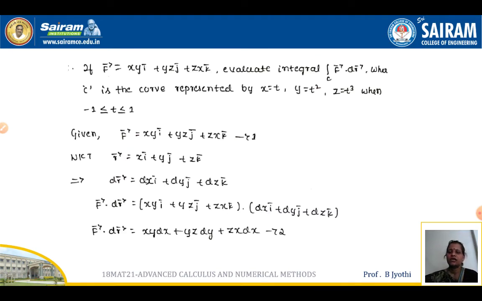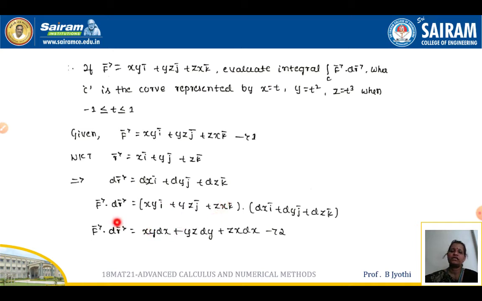Next question. If F is equal to xy i plus yz j plus zx k, evaluate the integral of F dr, where C is the curve represented by x equals t, y equals t square, and z equals t cube, when t is varying between minus 1 to plus 1. Let's consider the given curve, and r is x i plus y j plus z k, so that dr will be dx i plus dy j plus dz k.